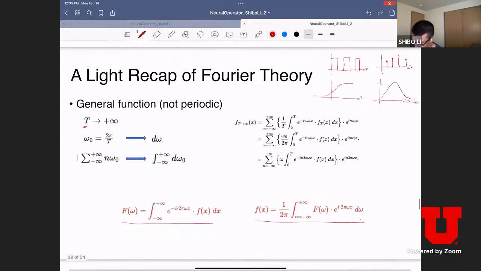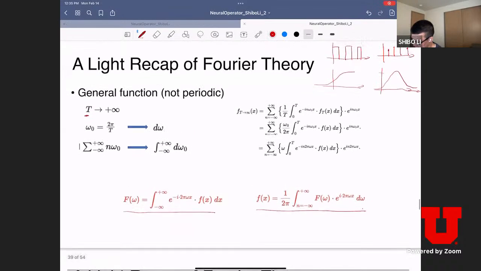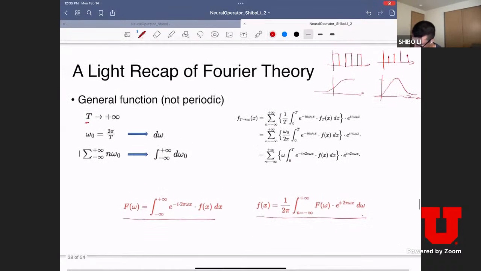Another good thing about the Fourier transform, like we have already seen, is that convolution in the time domain is equivalent to simple multiplication in the Fourier domain. Why is that important? This is not directly related to the neural operator, but I can say something.